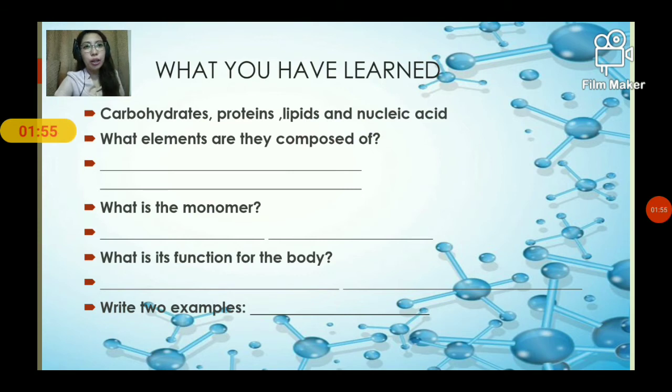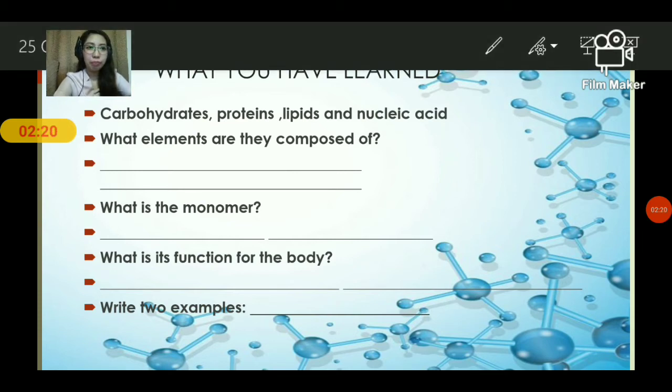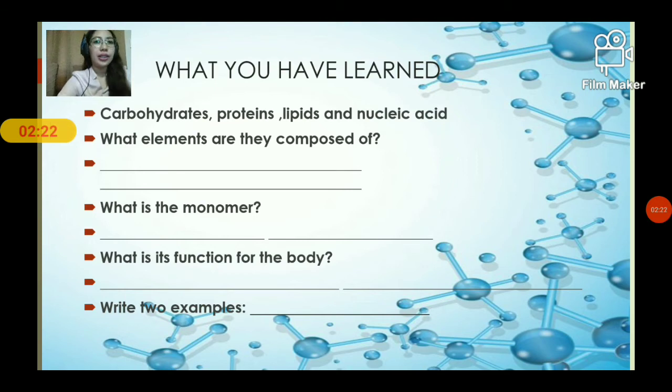Okay, so next, what have you learned? Carbohydrates, proteins, lipids, and nucleic acids. You have to write what elements they are composed of, what their monomer is, what their functions are for the body, and write 2 examples of carbohydrates, proteins, lipids, and nucleic acids. Okay? Next.